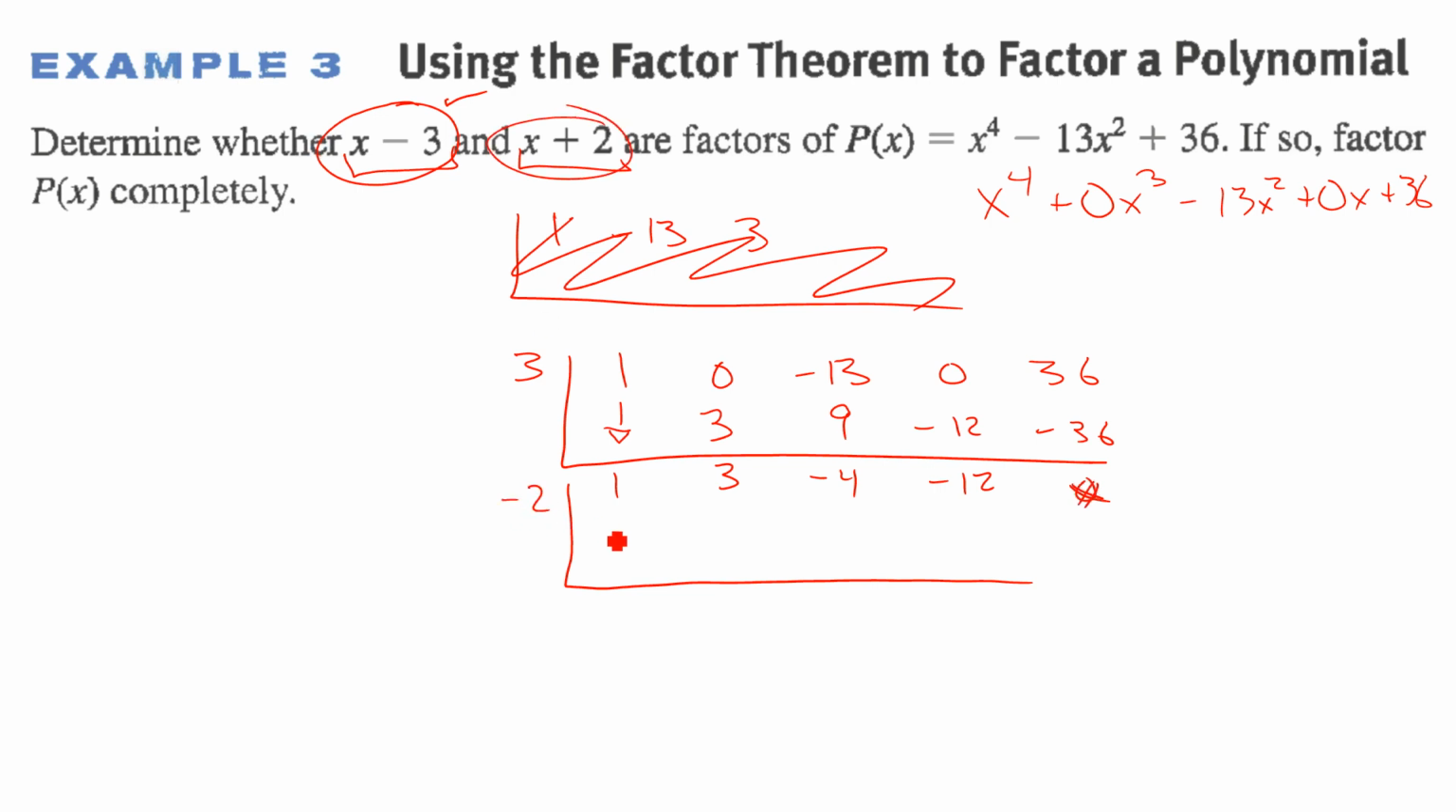So we'll put a negative 2 on the outside. Keep going. Negative 2, we get positive 4. That's a 7. Negative 14. That's a negative. What did I mess up here?